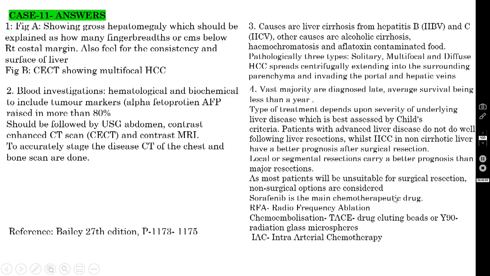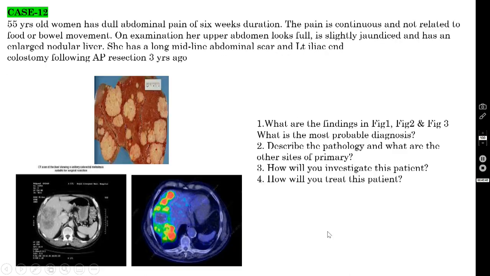Most patients will be unsuitable for surgical resection, so non-surgical options are considered. Sorafenib is the main chemotherapeutic drug. You can also use radiofrequency ablation in unresectable tumors. You can do transarterial chemoembolization, called TACE. Or you can use drug-eluting beads, also yttrium 90 radiation glass microspheres. You can use intra-arterial chemotherapy also, and the same sorafenib. These are all conservative treatments. If the tumor is unresectable, you have to resort to these things.